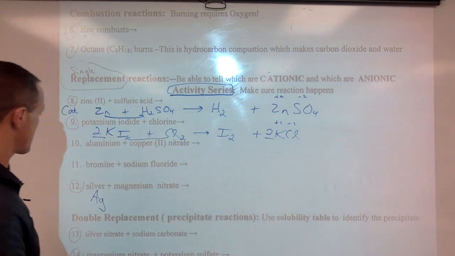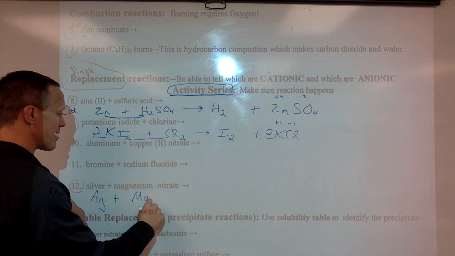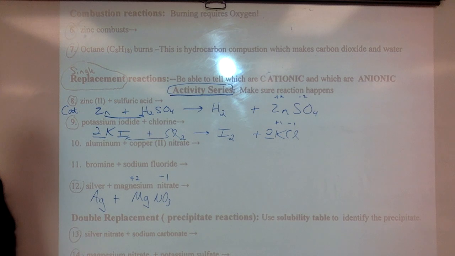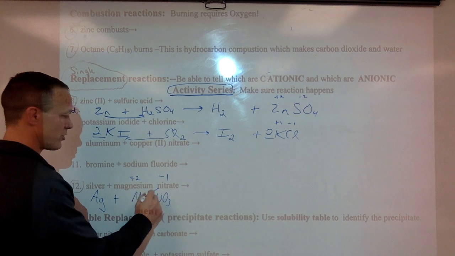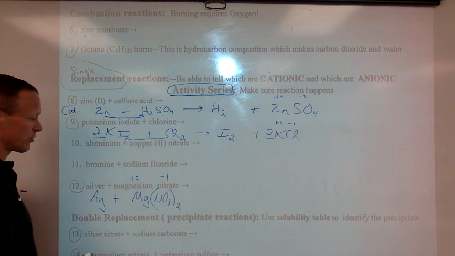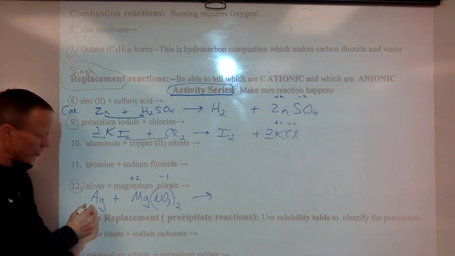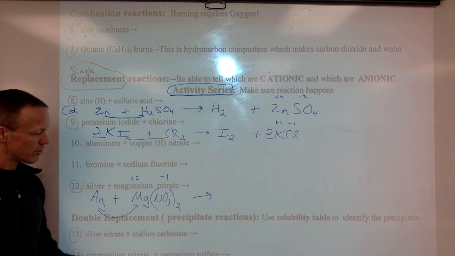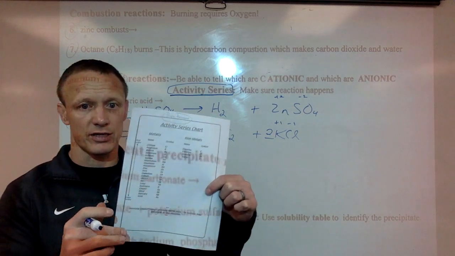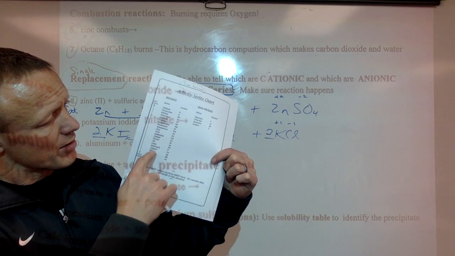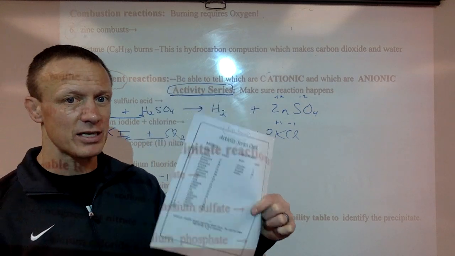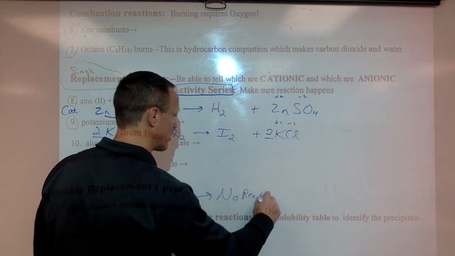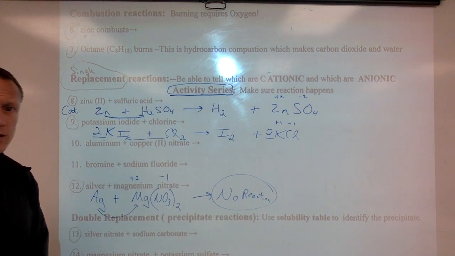This next one, we're doing silver plus magnesium nitrate. Magnesium's a +2 charge, nitrate's a -1, so we need parentheses with a 2. Silver is trying to replace magnesium, so we need to make sure silver is more reactive than magnesium. Well, if you look at your list here, silver is way down the bottom, magnesium's way up there. Silver cannot replace magnesium. If you mix those together, silver will not replace magnesium. No reaction in that case.